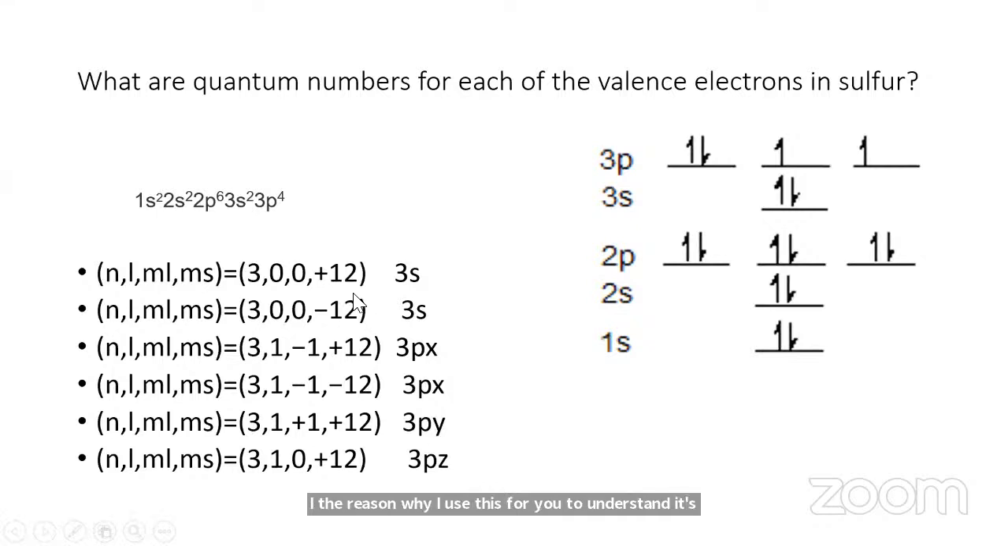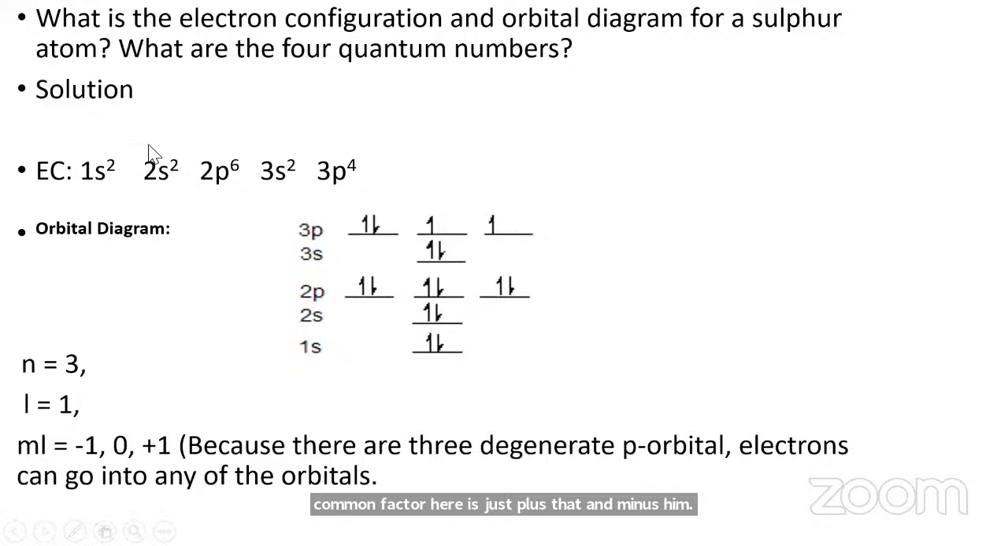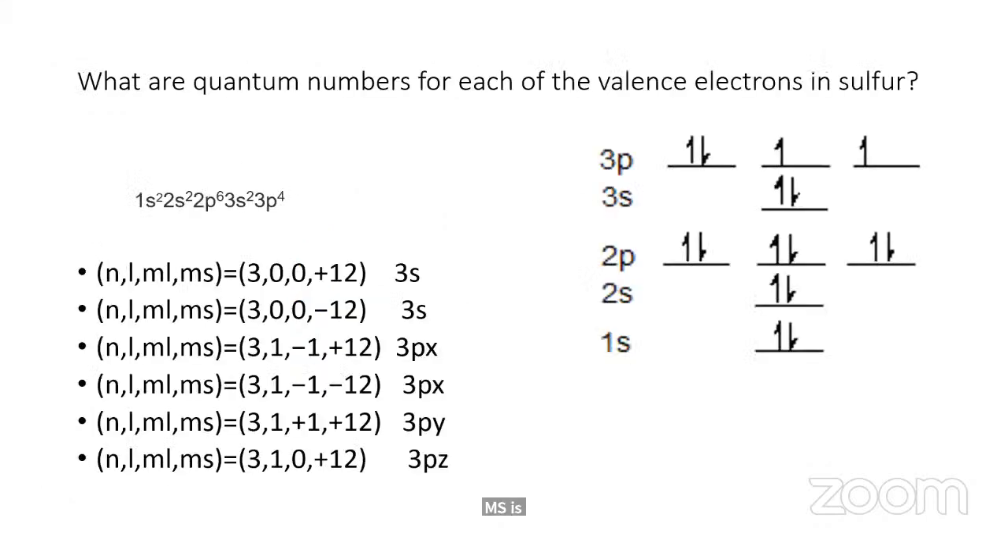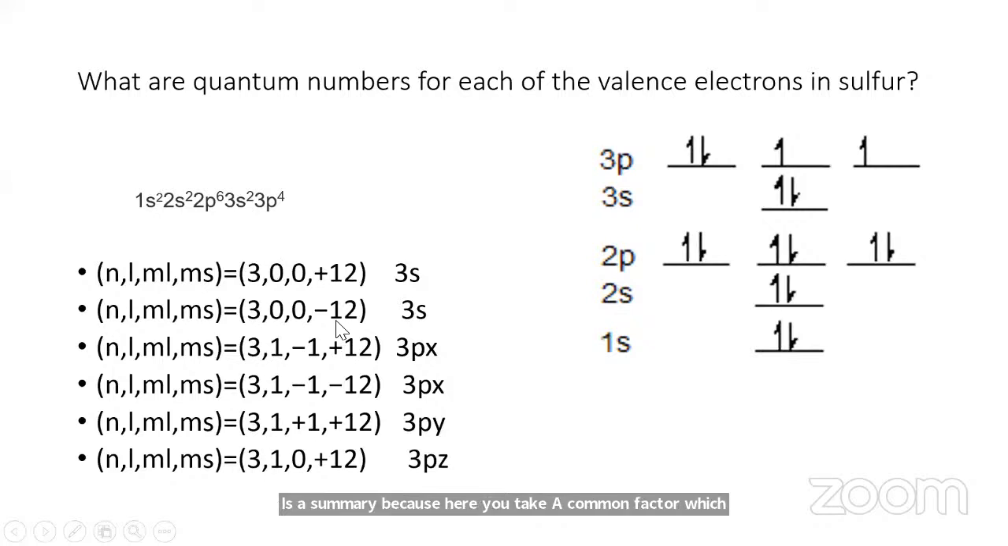Now let's go to the last one, which is our MS. Let us bring out the common factors here. The common factor here is just plus half and minus half. So if I come back to this question, where I asked you what the 4 quantum numbers are to describe sulfur, the 4 quantum numbers would be n equal to 3, L equal to 0 and 1, ML equal to minus 1, 0 and plus 1, MS equal to plus half or minus half. That is the same as bringing them out one by one. It's a summary, because here you take the common factor, which is 3. Here you take the common factors 0 and 1. Here you take the common factors 0, minus 1, and plus 1. You understand? So that is how it goes.